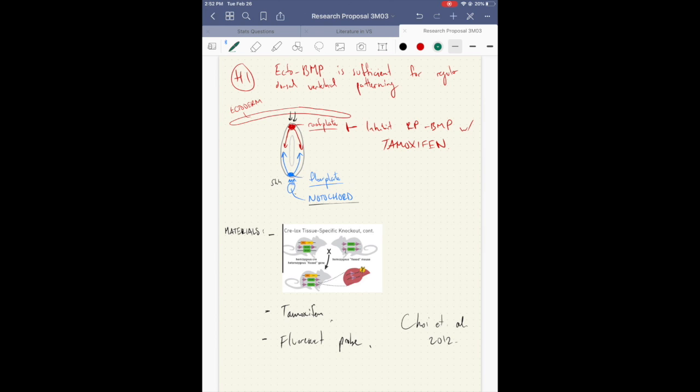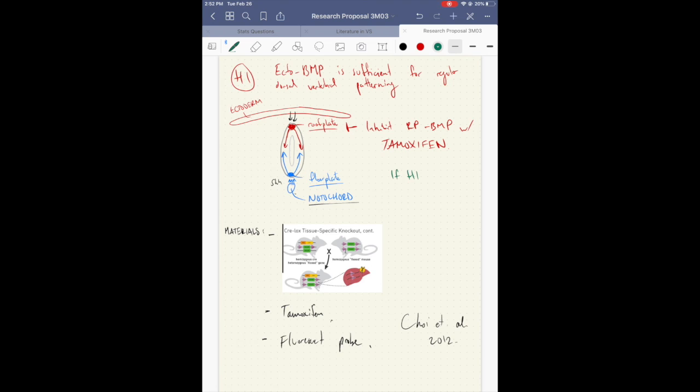Using a similar method as outlined by Choi et al. 2012, we will generate a homozygous LoxP flox tamoxifen conditional RP-BMP mouse model. We will then restrict the expression of BMP to the ectoderm through temporal administration of tamoxifen, thus silencing RP-BMP. We will then build a fluorescent probe using a sequence complementary to the floxed region of BMP to visualize the localization of BMP mRNA. We will then stain and fix the sample when complete.